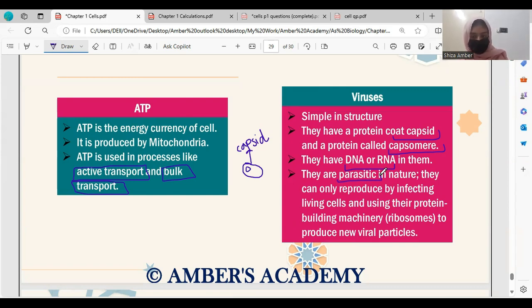And parasitic means that they are going to destroy the machinery of others, and they'll build their own machinery to produce viral particles. So basically, this happens that, for example, if you get influenza or something like that, then that virus is going to destroy your machinery, your protein making machinery, and it is going to make its own protein making machinery. And this is how viruses are going to survive.